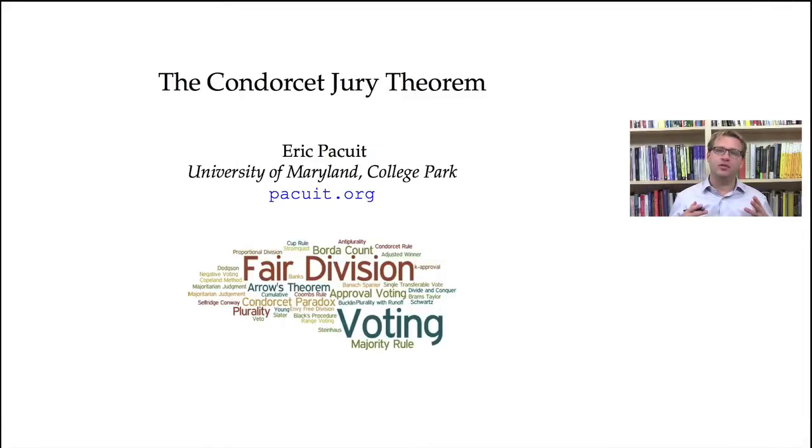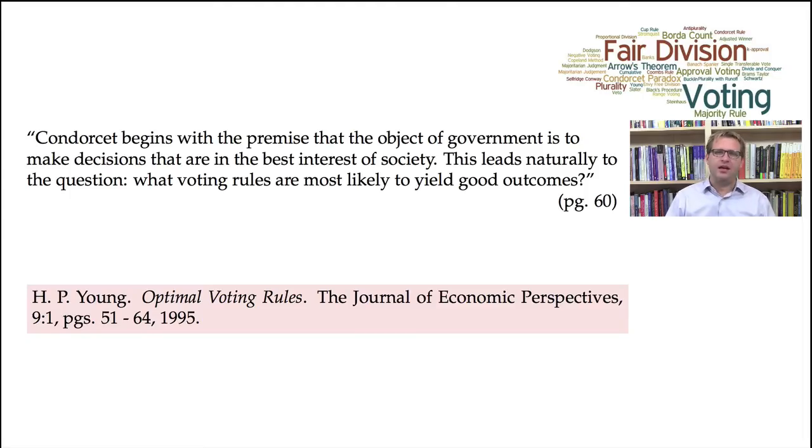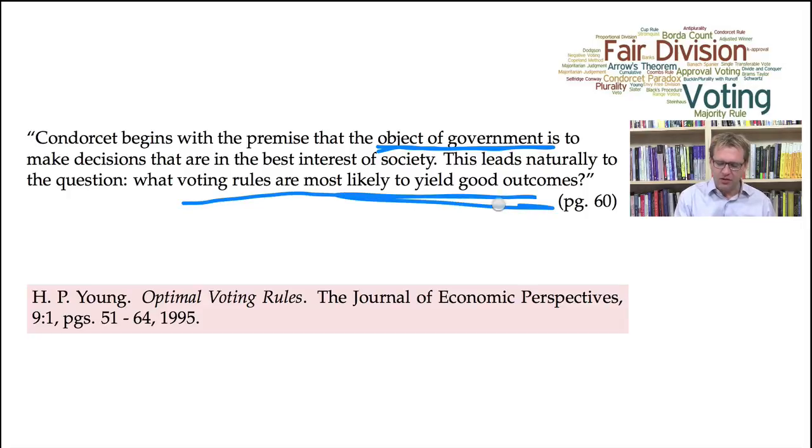In this lecture, I want to look at a second fundamental contribution of Condorcet, namely the Condorcet jury theorem. Condorcet had this idea that the object of government is to make decisions that are in the best interest of society. And this naturally leads to the question, which of the voting methods are most likely to yield the good outcomes? Now, implicit in this question is the idea that there's some outcome that is objectively identified as the good outcome. And this is the setting for the Condorcet jury theorem.